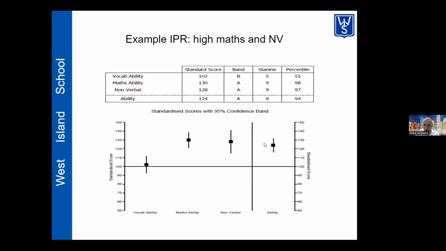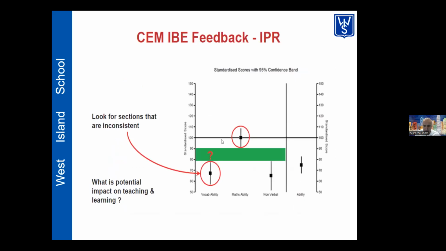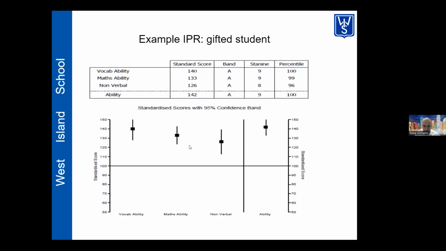It's not an average. If you've got high vocab and maths, like this next example, you can see here, high vocab and maths, gifted student, the actual ability score is even higher. So it's not an average, it's called a ranked average. And the non-verbal doesn't take any part in the ability score.